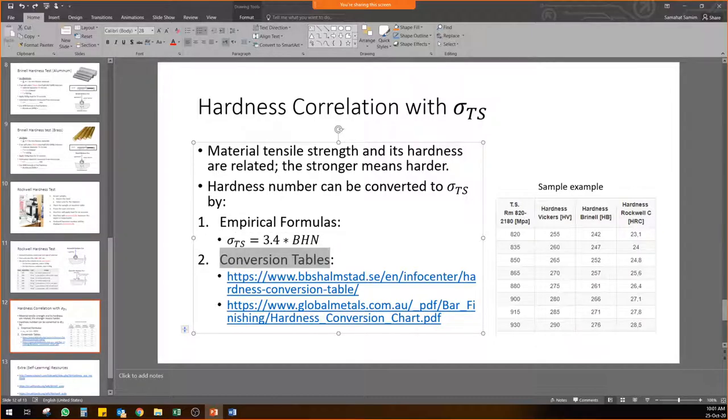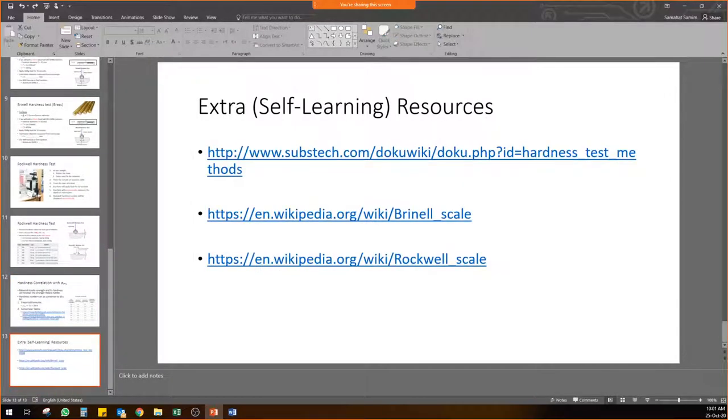So the online conversion tables for hardness values are given here. I want you to use them to answer the questions given in the lab report. If you want to learn more about hardness, what is Rockwell hardness, what is Brinell hardness, you can look at these links, and these are good resources for these tests. But generally, we covered the Rockwell and Brinell hardness in great detail, including how the testing is done and how different loads are selected for each one of them.